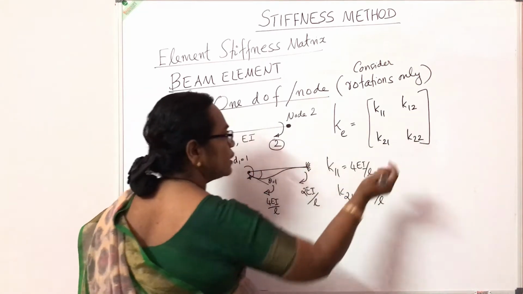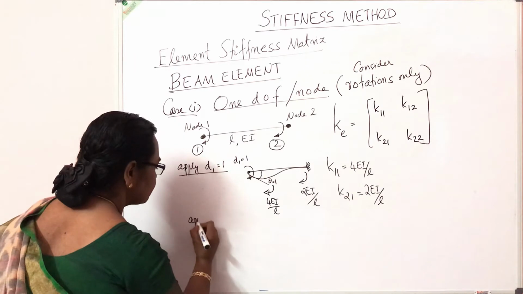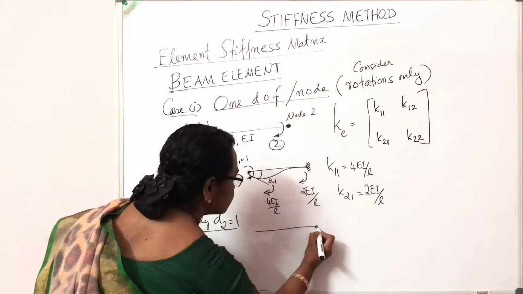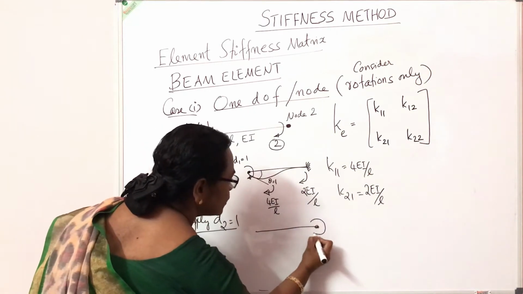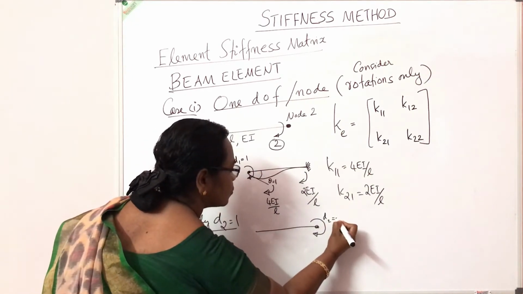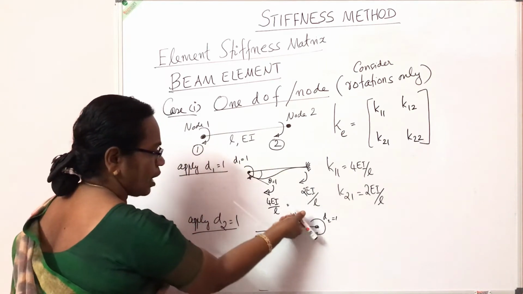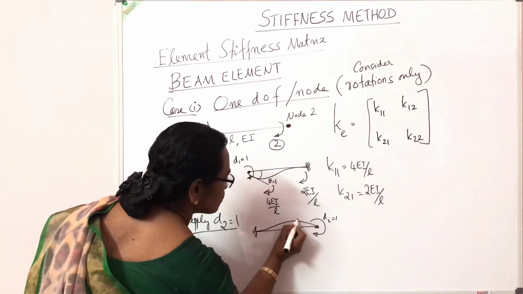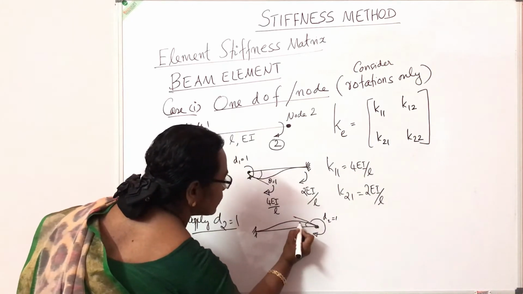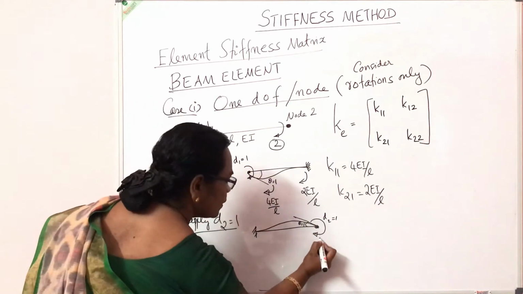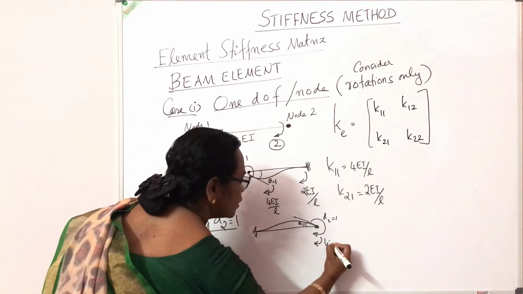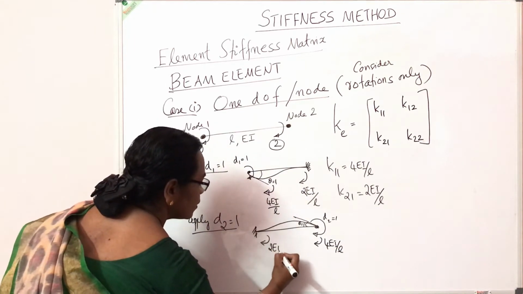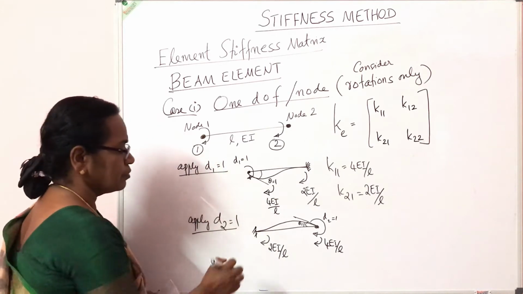Similarly, to form the second column, you apply D2 equal to 1. That is, you give unit rotation in the second coordinate direction. From here it goes up, and you arrest the other end so that the deflection is like this. So you are giving unit rotation here. The moment developed at this near end is 4EI by L and the moment developed at the far end is 2EI by L.